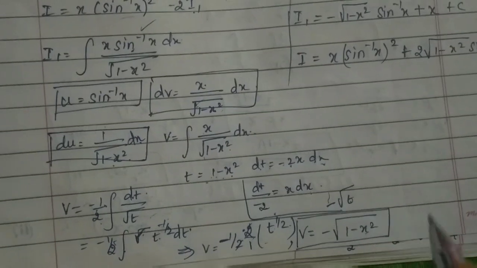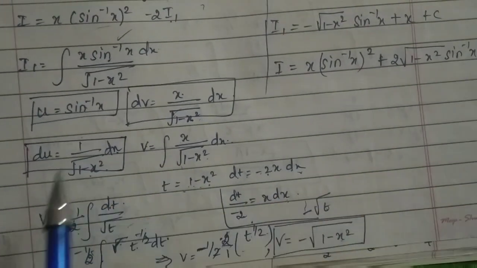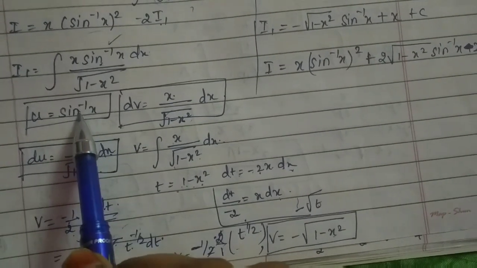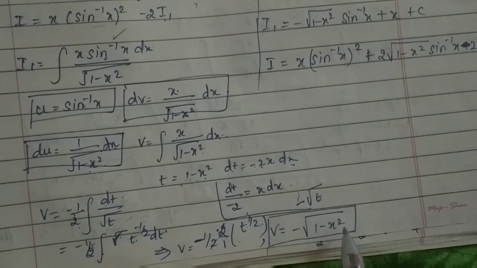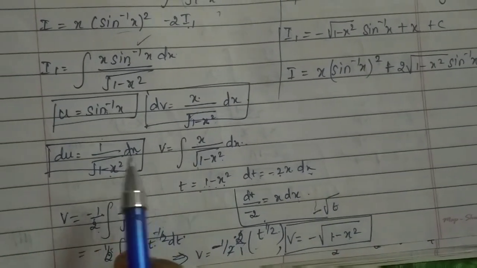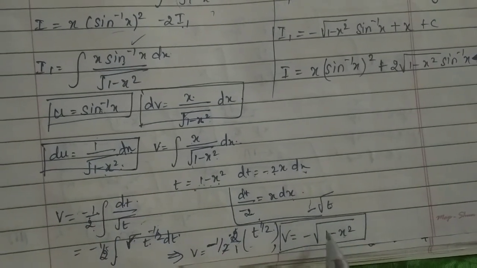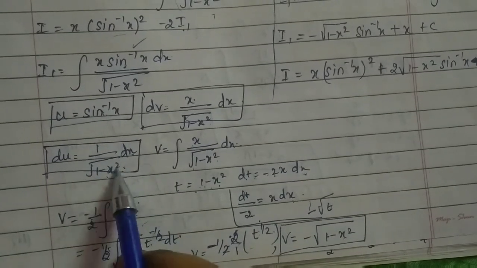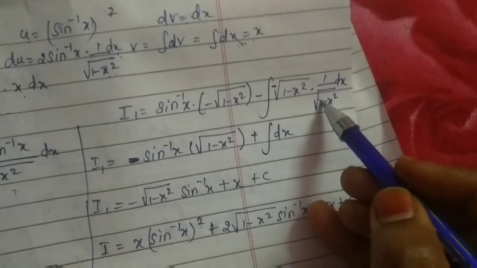Pause this video and do it on your own, then only you will understand. After that we are going to substitute uv. u into v is what? Sine inverse of x into minus root of 1 minus x squared. Then minus integral over v du. v into du value is this one. Therefore minus integral over minus root of 1 minus x squared into 1 by root of 1 minus x squared into dx. That's what I have written. This is v value and this is du value.